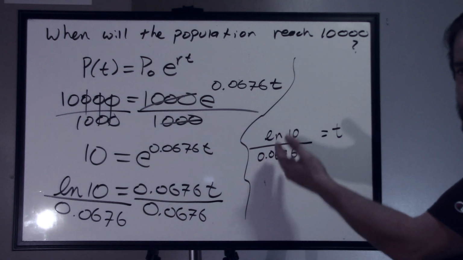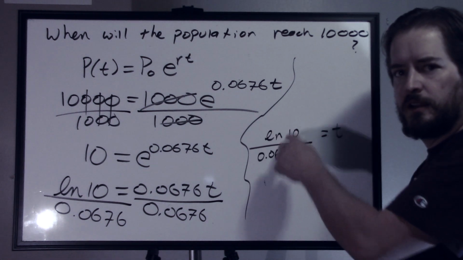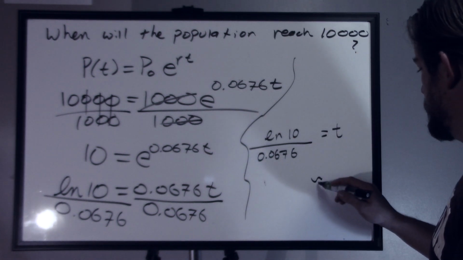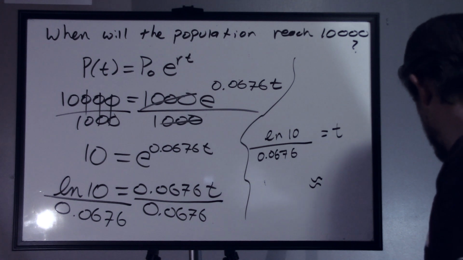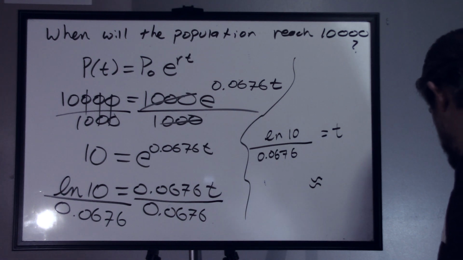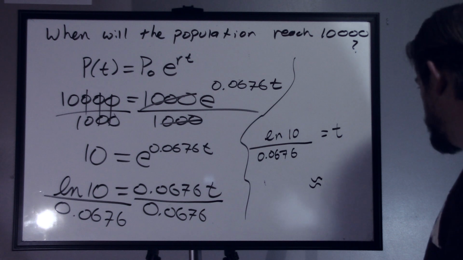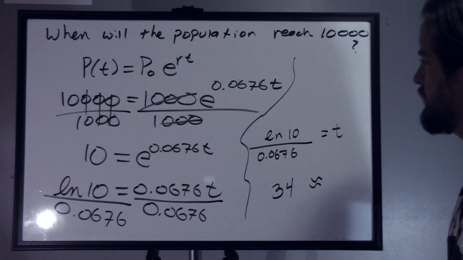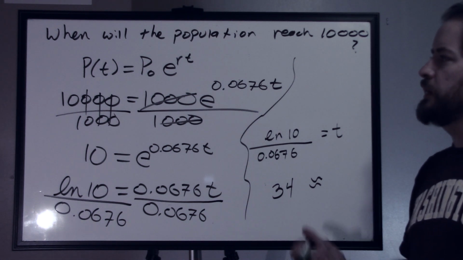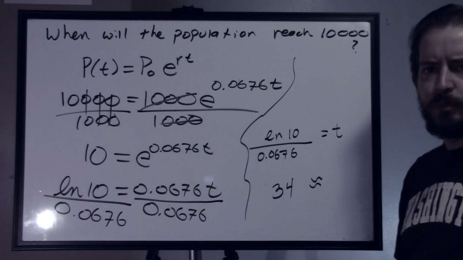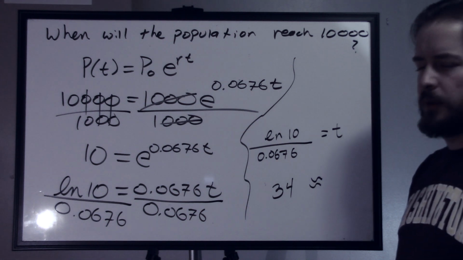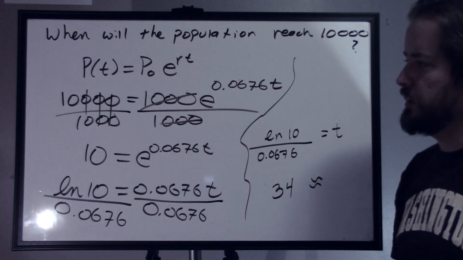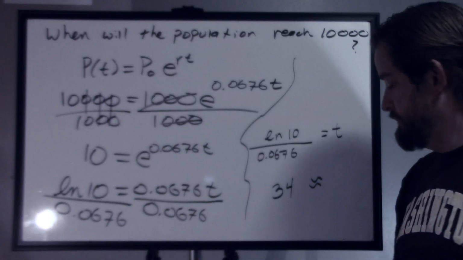And whatever that is, I'll take my calculator and put in natural log of 10, then divide that by 0.0676. When I do, I get something in the neighborhood of 34 years. So after 34 years, this population of bacteria, probably not bacteria since we're talking about years, but whatever it is, it takes 34 years for that population to get to 10,000.